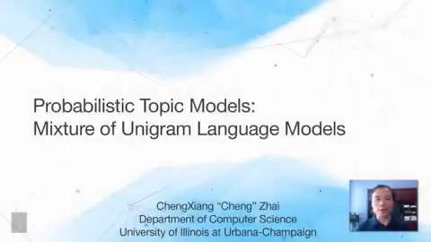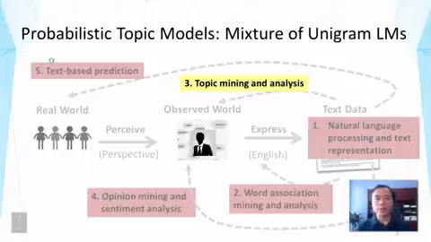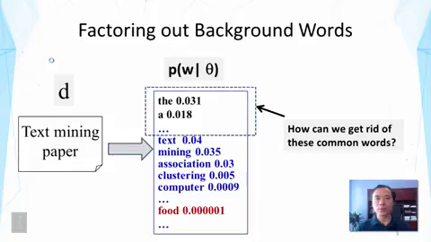This lecture is about the mixture of Unigram language models. In this lecture, we will continue discussing probabilistic topic models. In particular, we're going to introduce a mixture of Unigram language models. This is a slide that you have seen earlier, where we talked about how to get rid of the background words that we'll have on top of the estimated language model for one document.